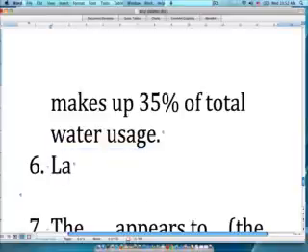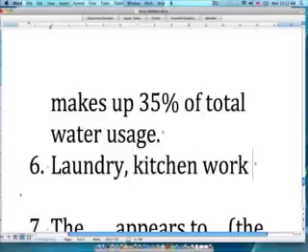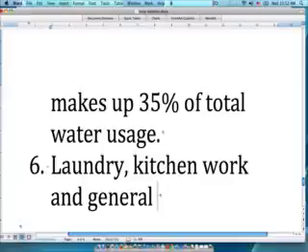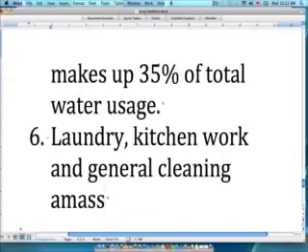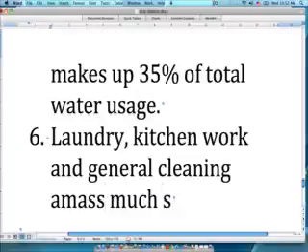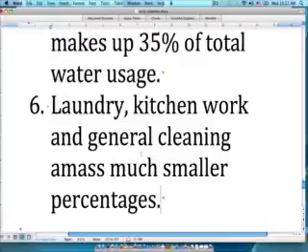So let's just start with something like laundry, kitchen work, and general cleaning amass much smaller percentages. Okay? Laundry, kitchen work, and general cleaning amass. Amass is another good word to know when you need to group a few smaller figures together. So amass just means kind of collectively they are much smaller percentages.